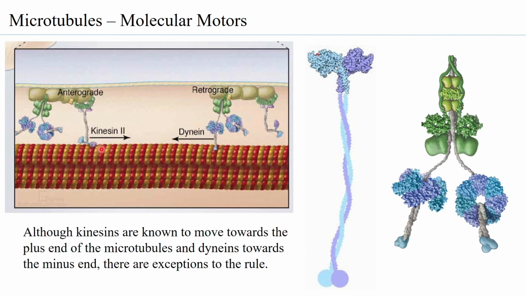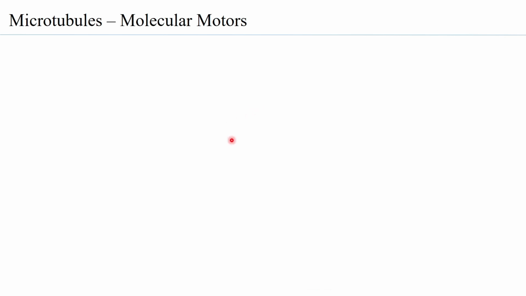Although we understand that kinesins move from minus to plus, minus to plus is always called the anterograde direction, while plus to minus is the retrograde direction. So, dyneins move retrograde and kinesins move anterograde. There are exceptions to rules. There are certain kinesins that are able to move in both directions, anterograde as well as retrograde. So, you will find a lot of molecular motors with exceptions to the rules.